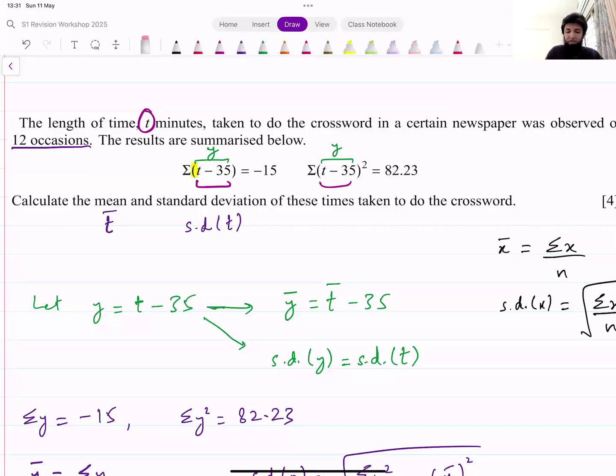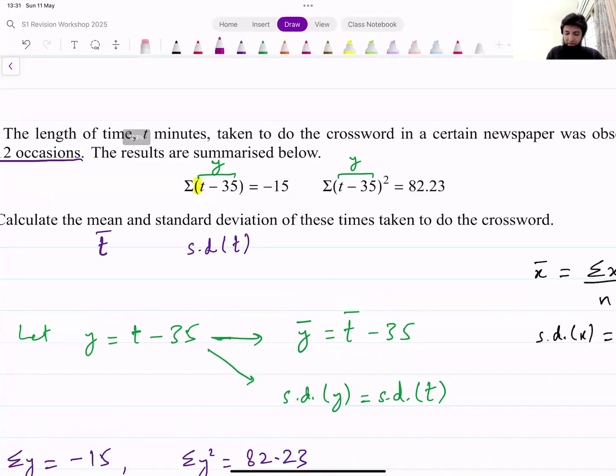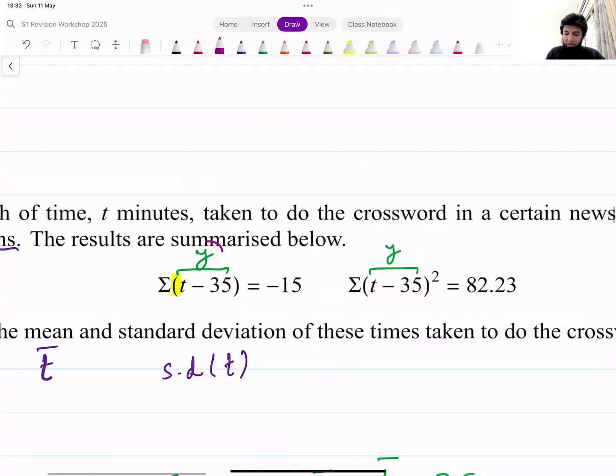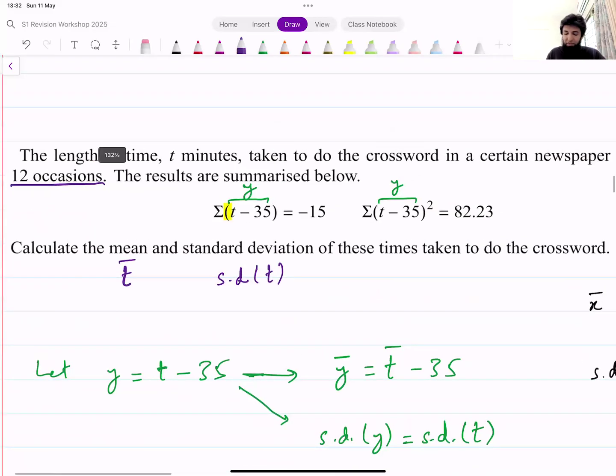What we do is we use a substitution in this case. We say, whatever is inside the brackets, just replace that with another letter. Substitute that with another letter. So this would become y equal to t minus 35. And then you do your calculations in terms of y. So let y equal t minus 35.